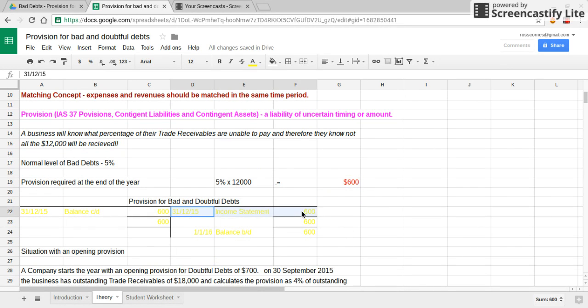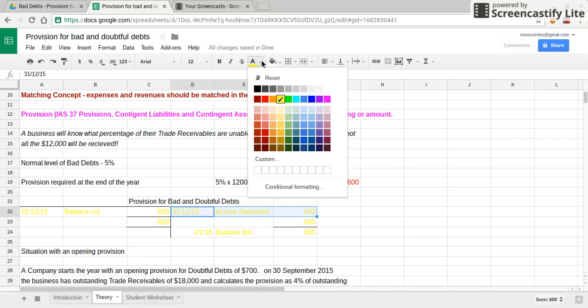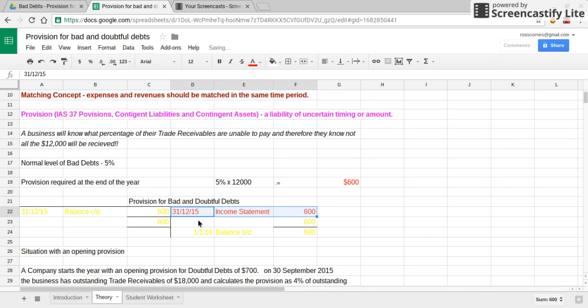Accounting for it, well, it's a bit like depreciation, it's going to go straight into the income statement. So the expense, because there wasn't a provision at the start of the year, is going to be the full $600. That will be a debit entry, an expense in the income statement, and therefore we credit the provision for bad and doubtful debts. And it's a credit there because effectively we've taken some of the profit that should belong to the owners as capital, and we've transferred that into our provision account.